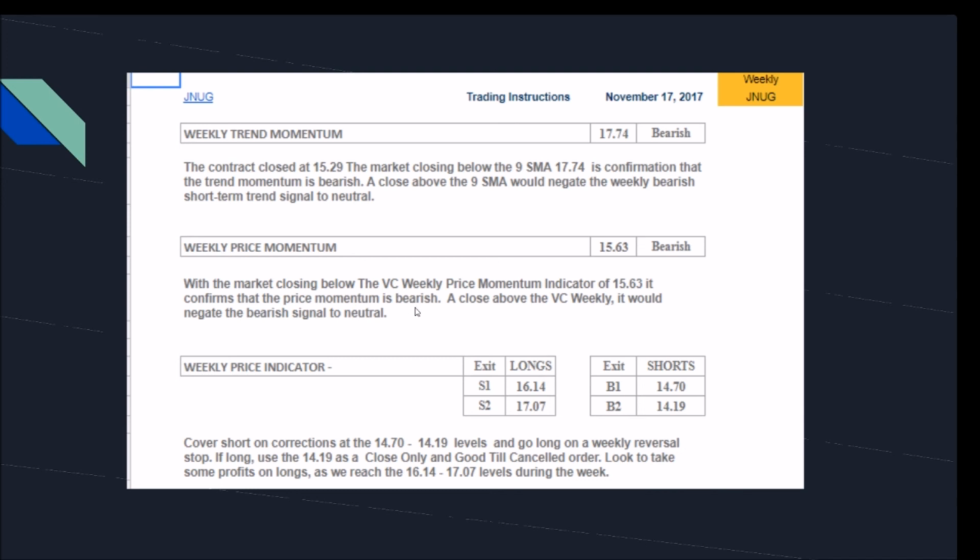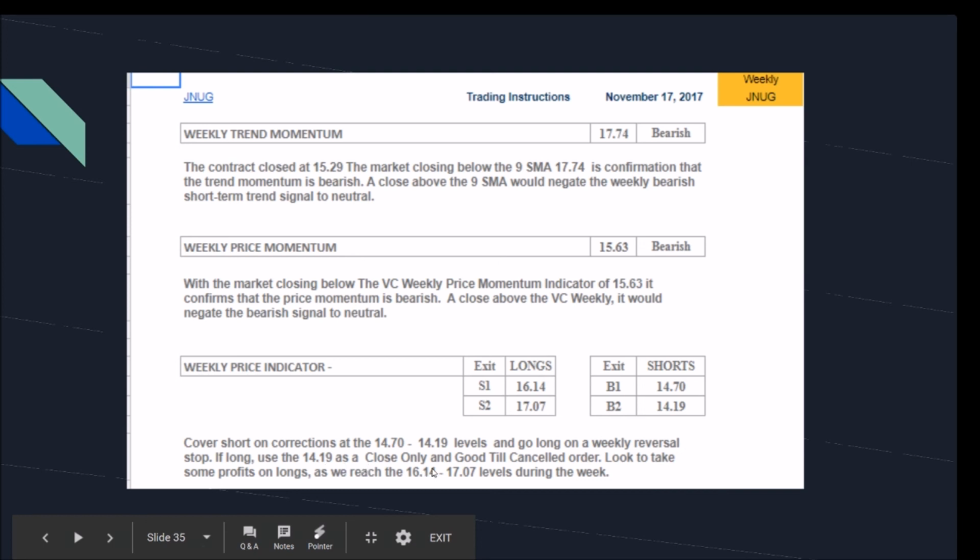And this report, by closing below 1563, was telling us that the market can come down to 1470 to 1419 from the 17th, and you should cover any short positions at 1470 to 1419 levels and go long on a weekly reversal stop. It tells you automatically, when you go long, where to put the stop, and your stop on a weekly basis should be 1419.